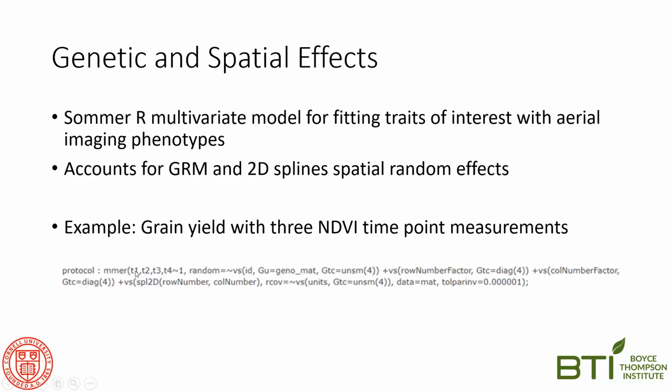T1, T2 and so on could be different time points that were imaged, like NDVI at different time points, and grain yield could be one of them. And so this GU is the genetic relationship matrix, and then this spline 2D is the variance structure for the two-dimensional spline.